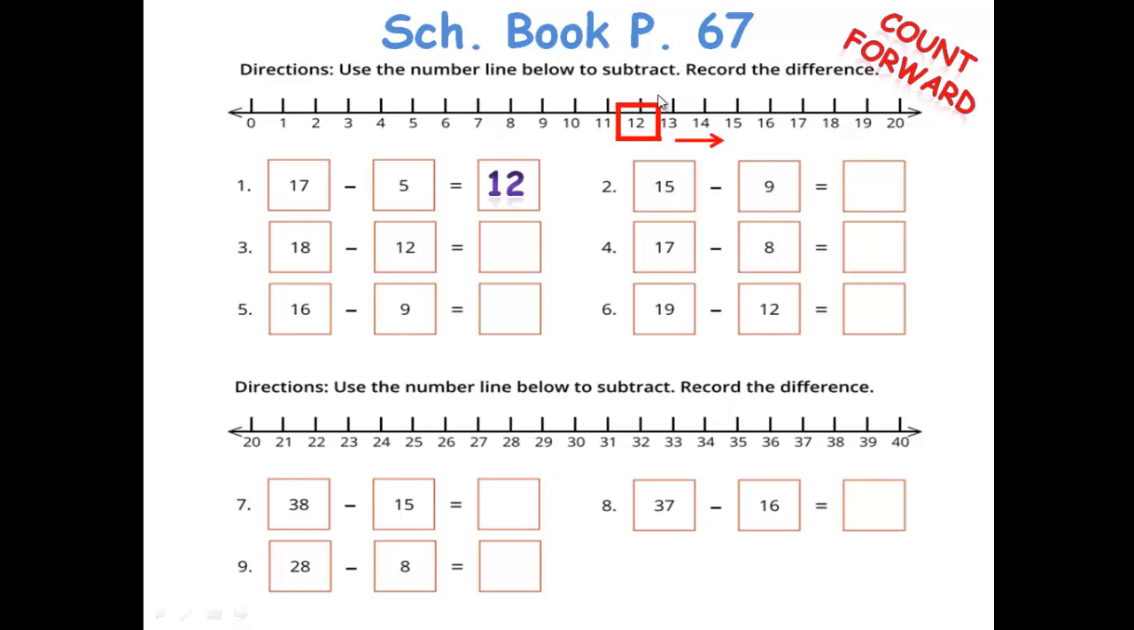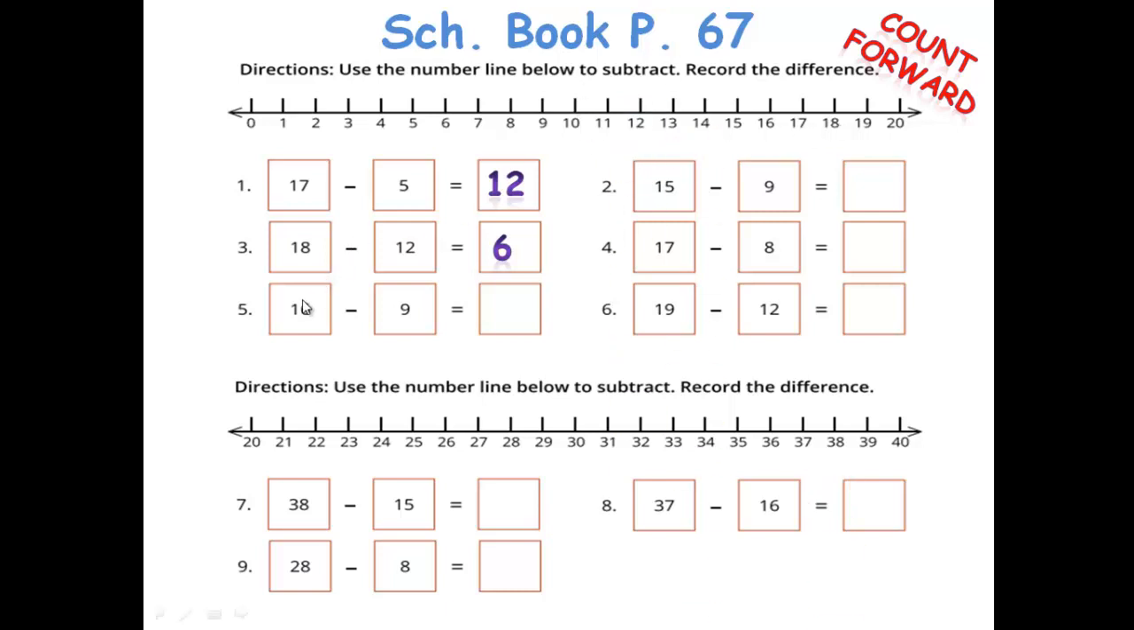Let's start together. 1, 2, 3, 4, 5, 6. Stop. I stopped on 18. So how many counts did I do? 6. Very good. So the answer is 6. Now let's do the next one, number 5.